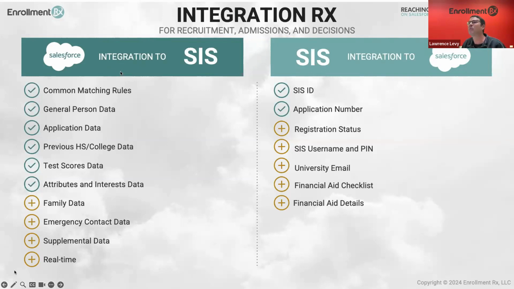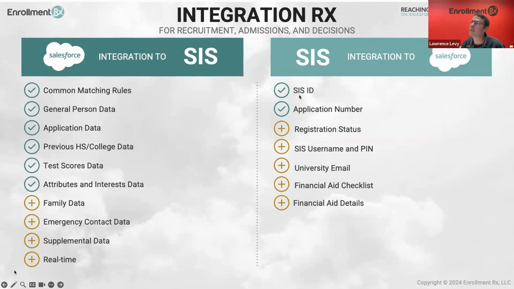And in those environments, we would talk clients through this list, and we'd say, look, normally we're going to include things like general person data, application data, previous high school or college data. We're going to send that from the CRM over to the SIS. You might also want to include things like family data or emergency contact data, and we can send that to the SIS. And then for every client, we would expect we're going to bring back the SIS ID and the application number. And then some clients may also say, bring back their registration status or the university email as well, and put that in the CRM system too.